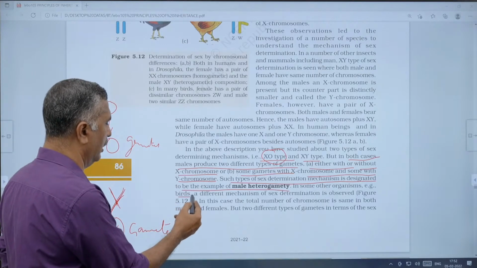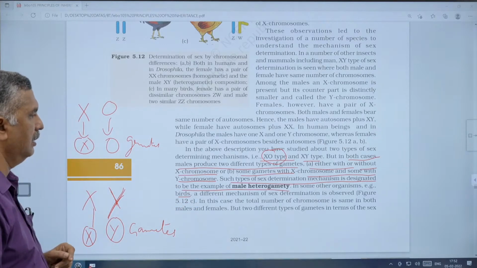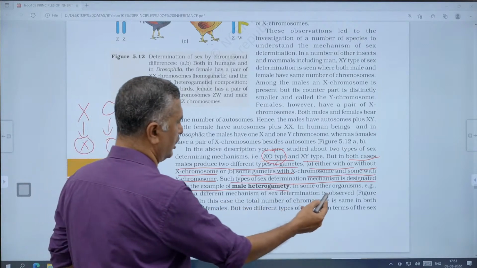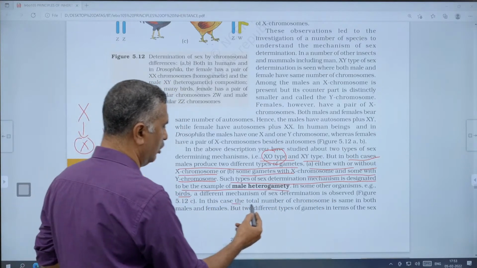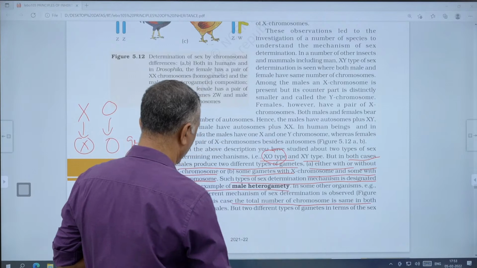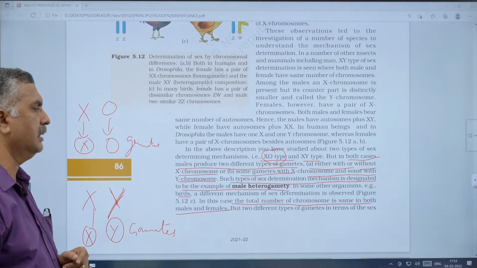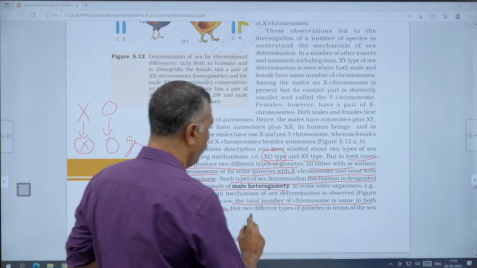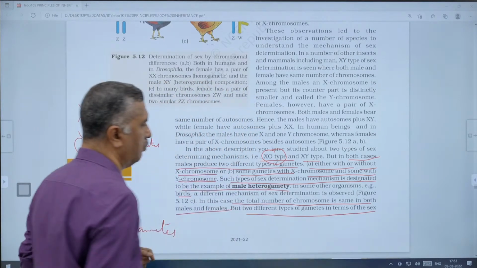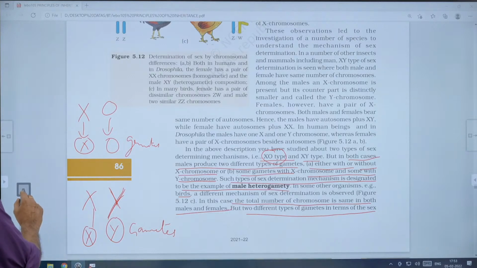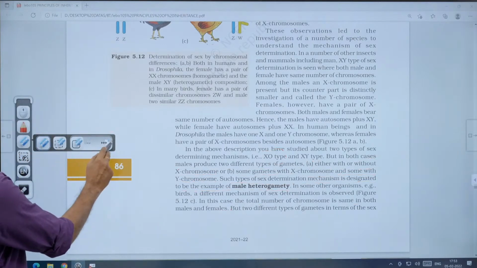In some other organisms, for example birds, a different mechanism of sex determination is observed. In this case, the total number of chromosomes is the same in both males and females, but two different types of gametes in terms of the sex chromosome are produced in the case of females.